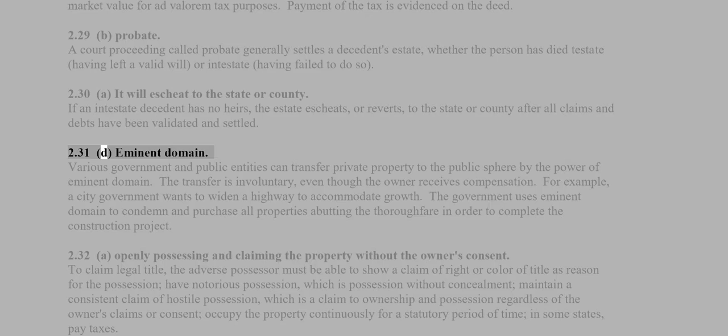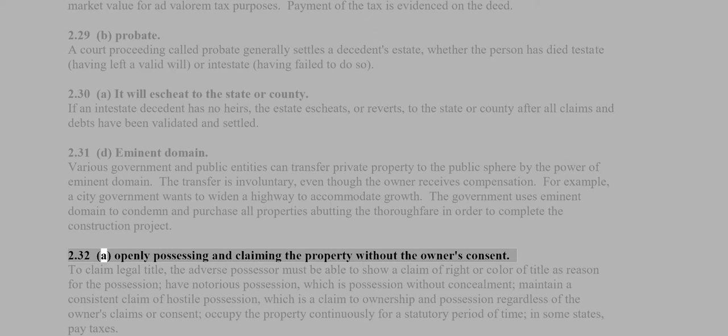2.31 d. Eminent domain. Various government and public entities can transfer private property to the public sphere by the power of eminent domain. The transfer is involuntary, even though the owner receives compensation. For example, a city government wants to widen a highway to accommodate growth. The government uses eminent domain to condemn and purchase all properties abutting the thoroughfare in order to complete the construction project.